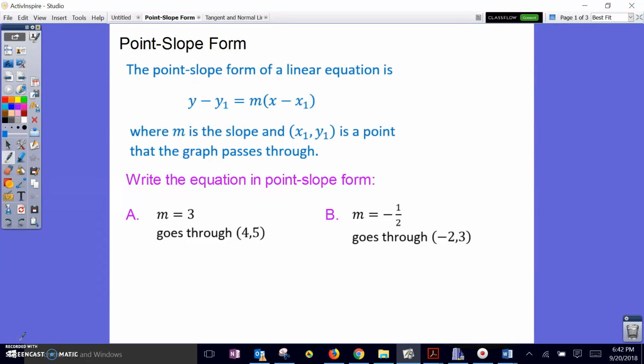Alright, welcome back everybody. In this video we're going to look at our third and final form of a linear equation that we're going to look at. We're going to look at the point-slope form.